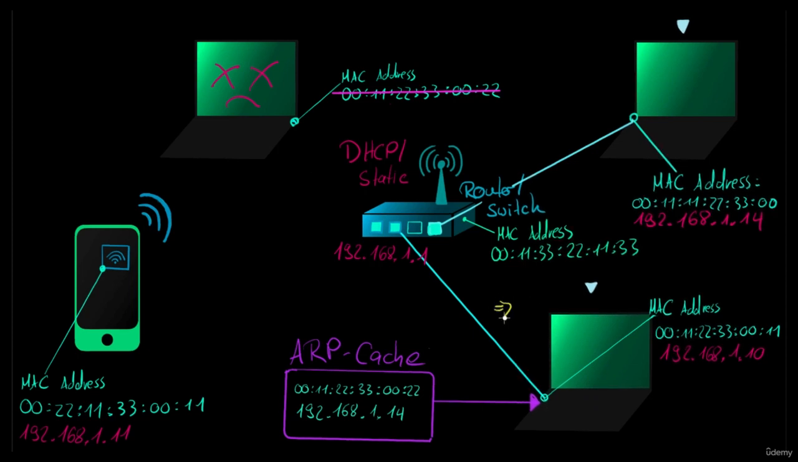So client A is preparing an ARP request and sends it out into the network. Client A is asking, who has this IP address? Please tell me your MAC address. And this package gets broadcasted into the network.